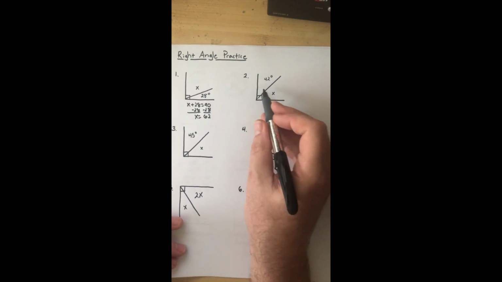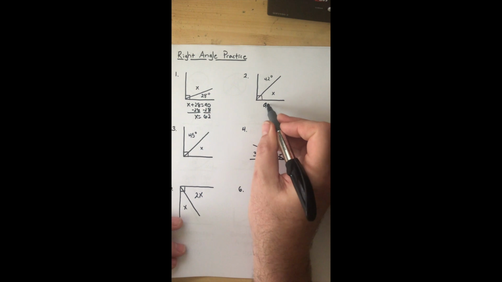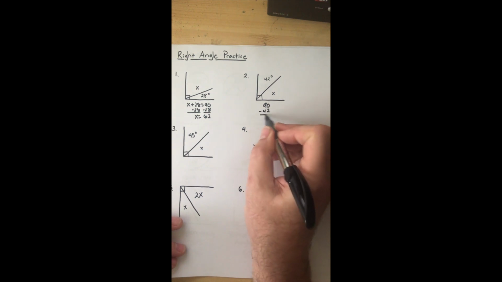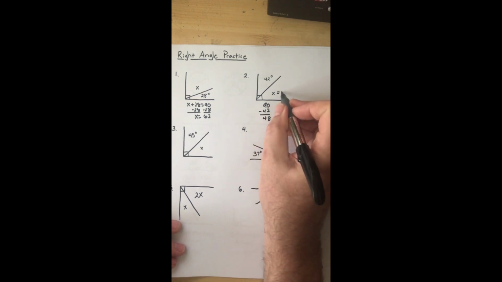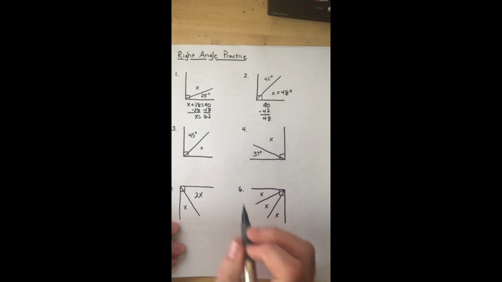90 degrees, complementary angles, 90 minus 42. Same subtraction trick. 90 minus 40 is 50. 50 minus 2 is 48. So that's 48 degrees.